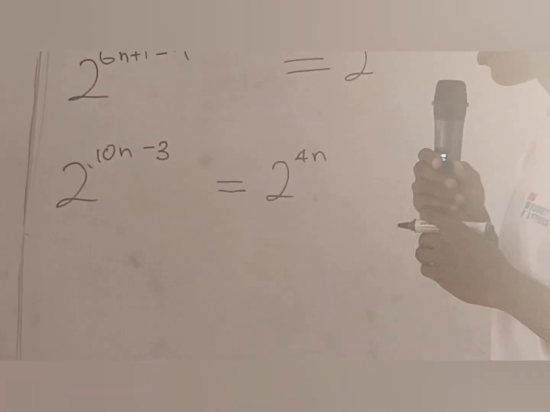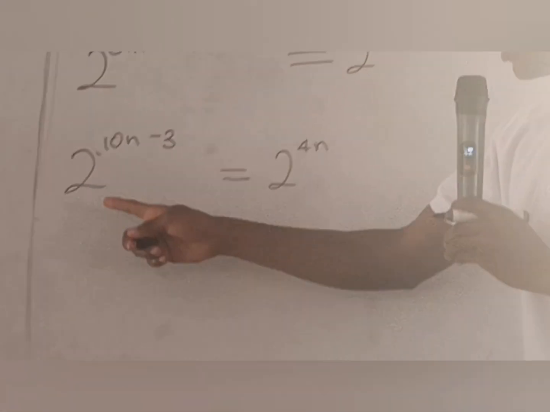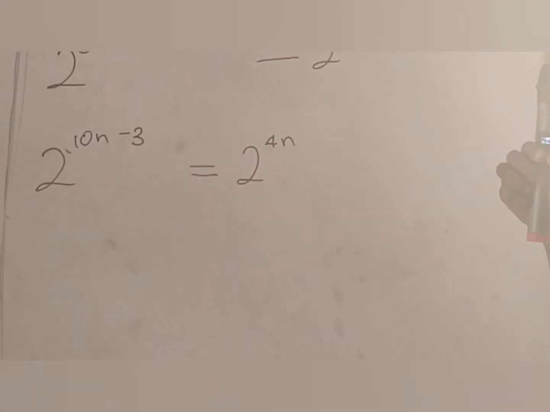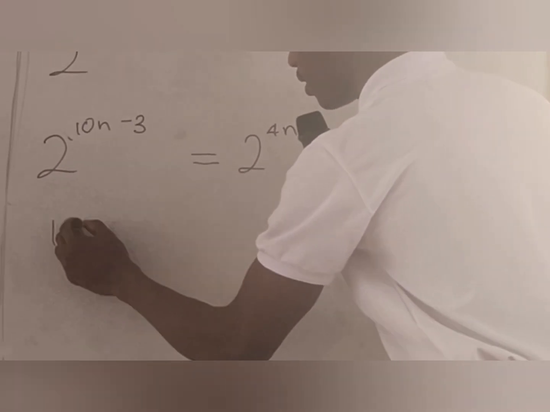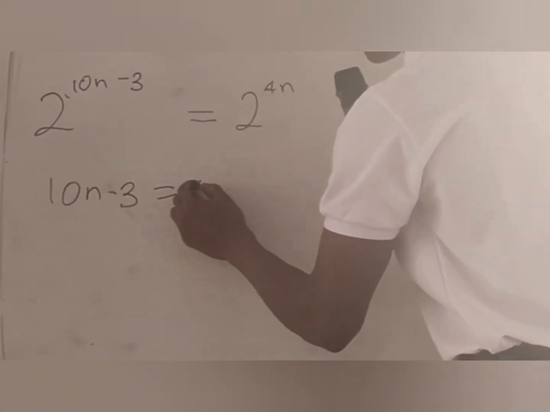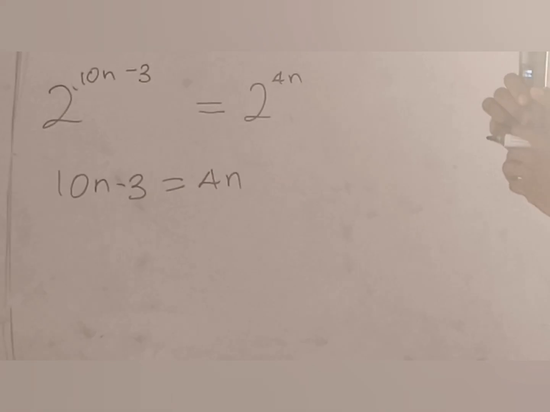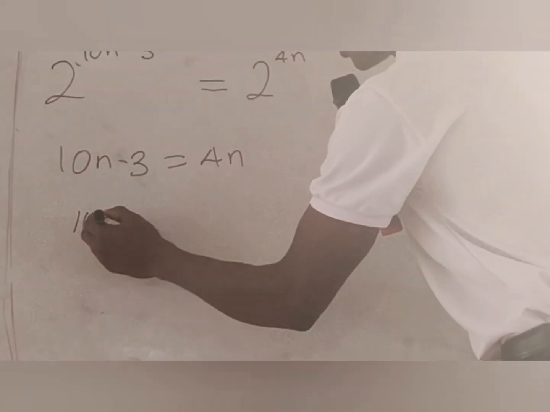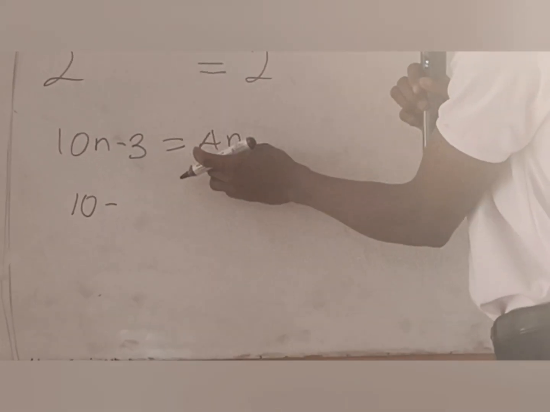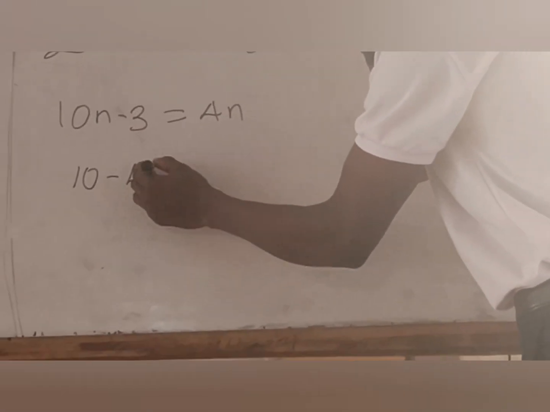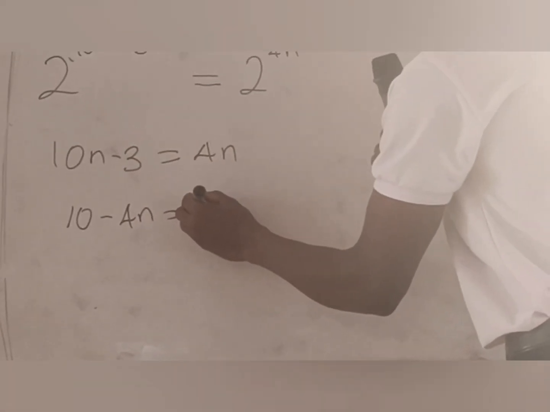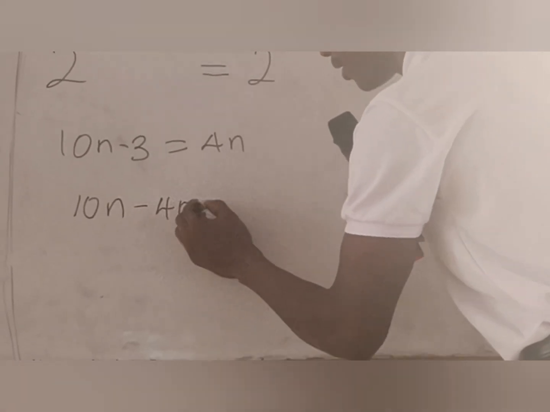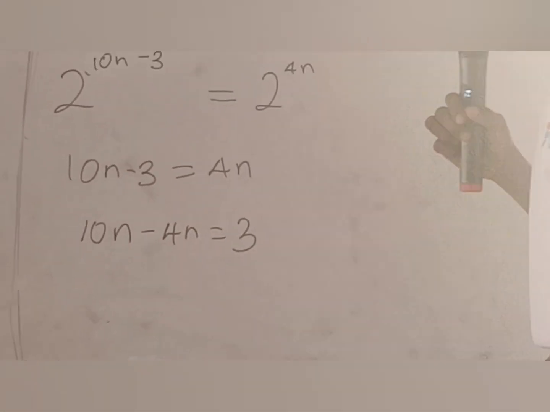Then from here, we can see that the bases are the same. So if the bases are the same, we equate the powers or the exponents. And then we have 10n minus 3 is equals to 4n. From here we do like this. 4n is positive here, when we send it across it becomes minus 4n. 10n minus 4n is equals to positive 3.